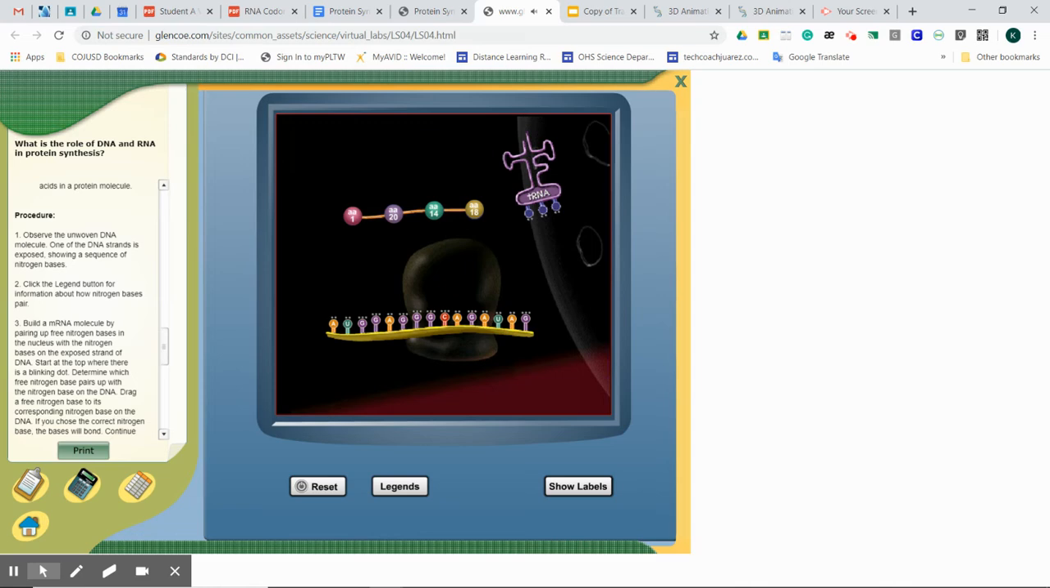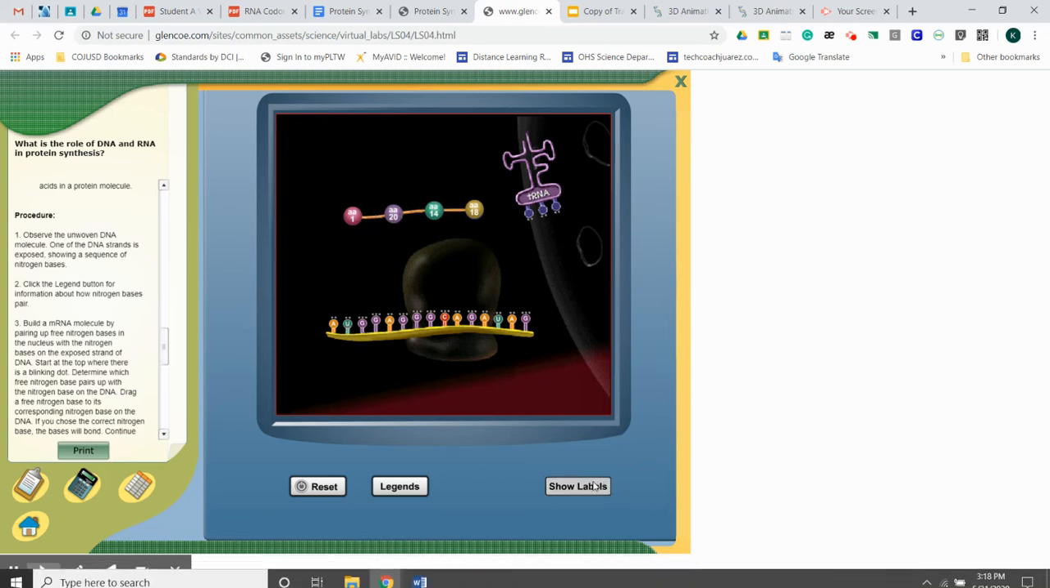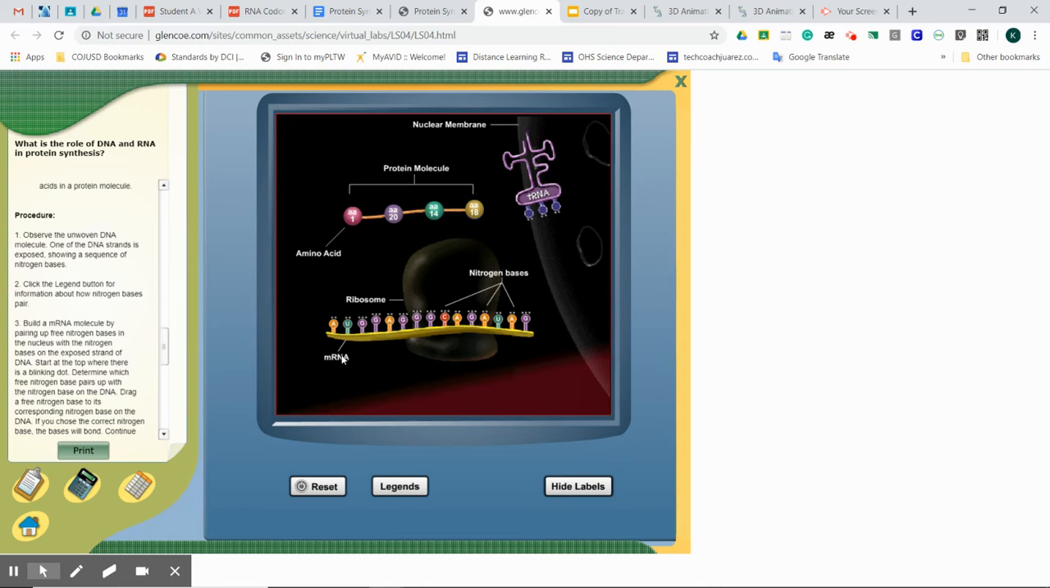All right, so what we just saw was the mRNA molecule coming out of the nucleus. It found the ribosome, and the tRNA molecule carrying the anticodon matched with the codon on the mRNA, and it dropped off an amino acid each time. So if you hit show labels, this is going to help build your knowledge with the structures of this.